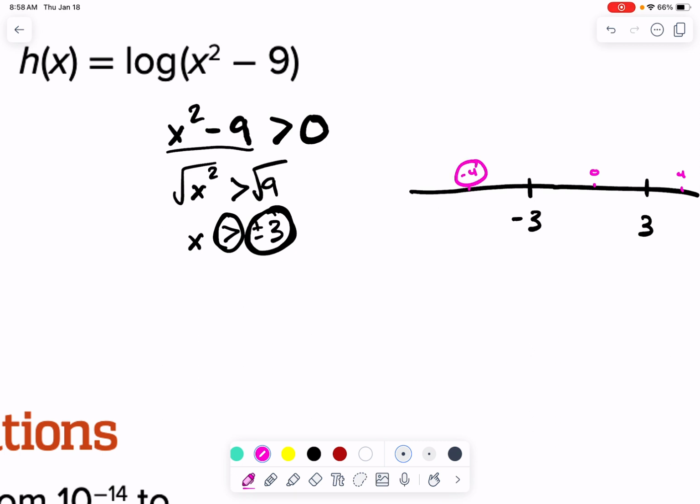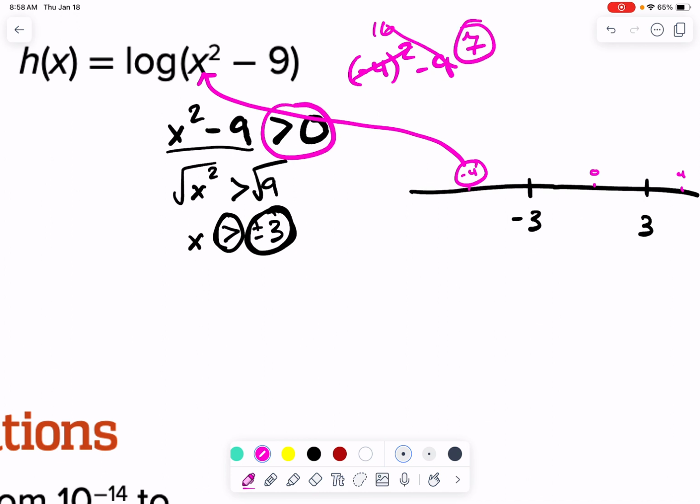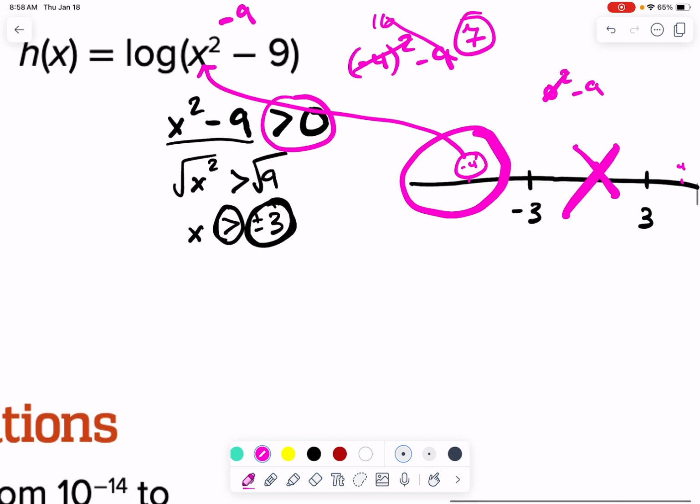If I plug negative 4 into this one here, negative 4 squared minus 9. Negative 4 squared is 16. 16 minus 9 is 7. I want that number to be bigger than 0 because I have to be able to take log of it, and that works, okay? If I plug 0 in, 0 squared minus 9 is negative 9. I can't take log of a negative 9, so that's not going to work. I don't have numbers there, okay? If I plug positive 4 in, 4 squared minus 9, that's going to give me that 7 again, and I can take log of 7 because that's a number bigger than 0, so I can do that, okay?